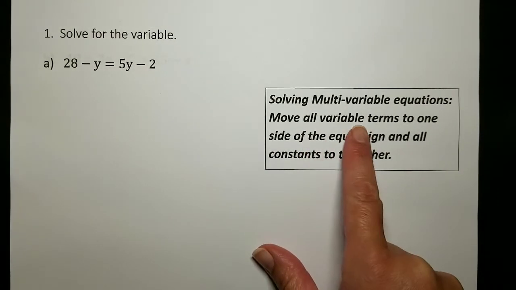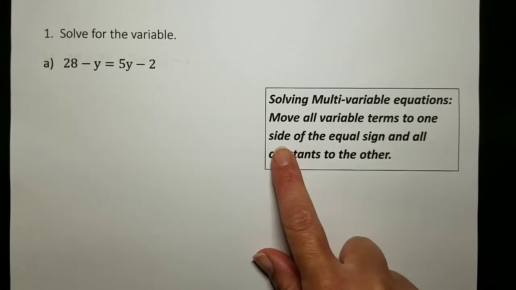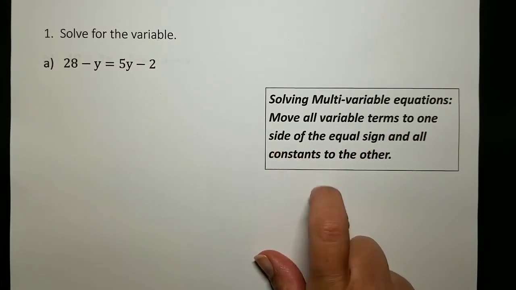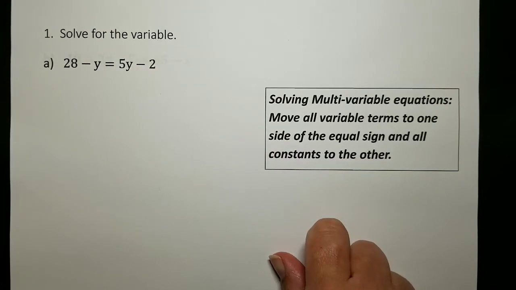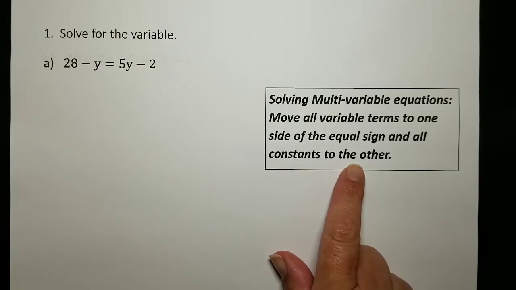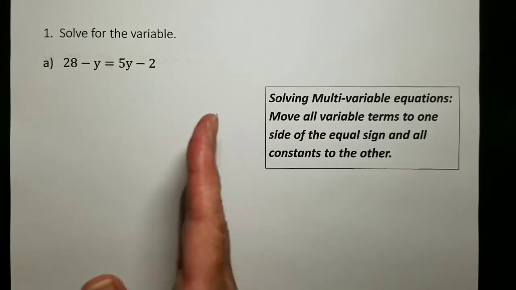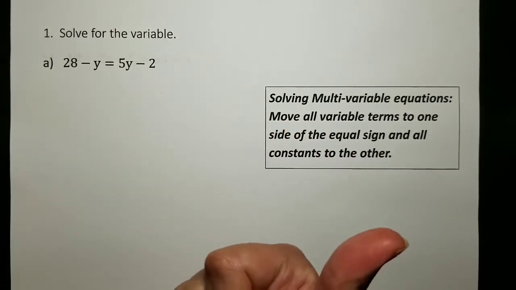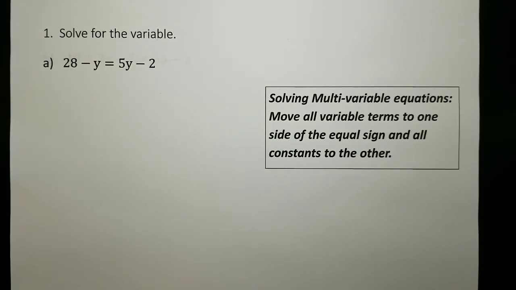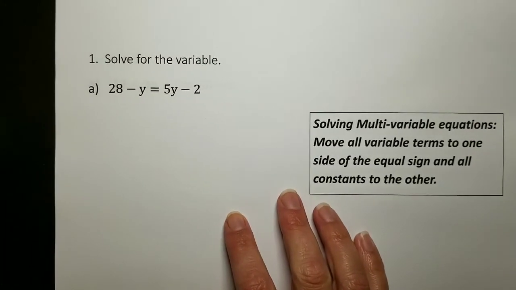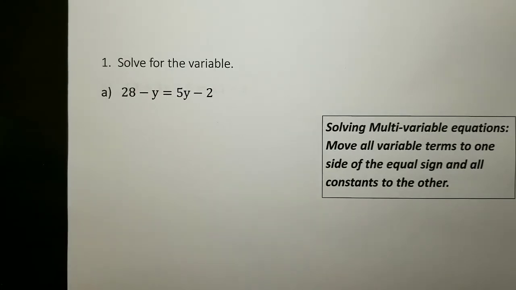We're going to move all variable terms to one side. I'm almost always going to pick the left side just because I think that's where most people default to, but it doesn't have to be. And all constants to the other. So in general, we want to get all of the variables onto the left and all of the numbers onto the right. Or you could swap around that left and right, but generally people go variables to the left, numbers to the right. And to do that, I have to do opposite operations.